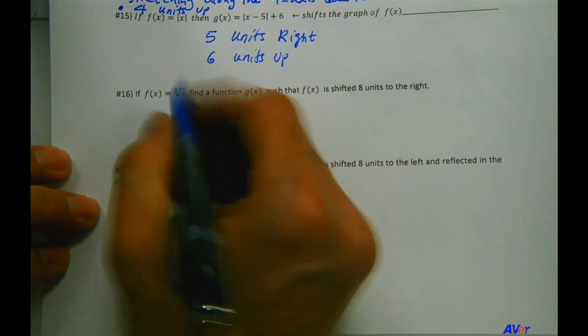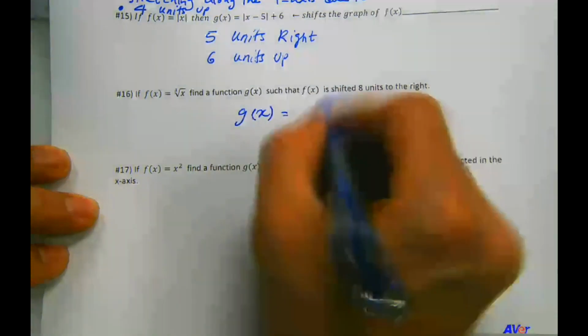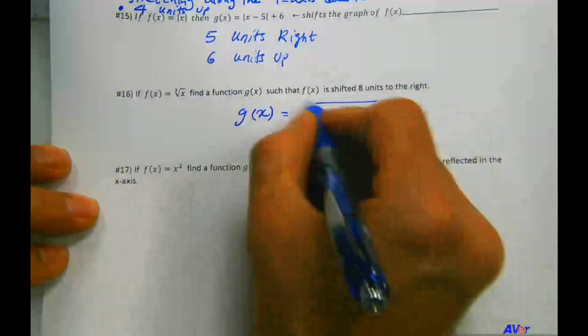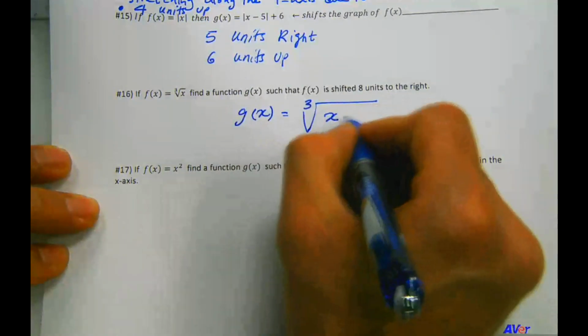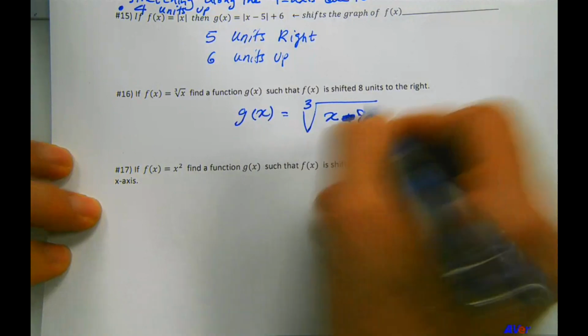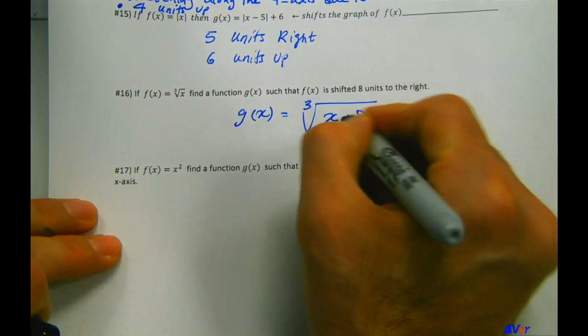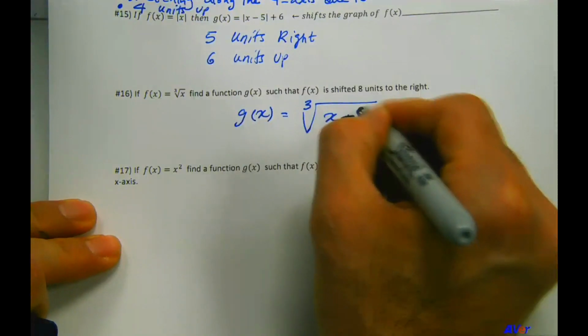Now you have your own answers. So g of x would be shifted 8 units to the right. That would be 3rd root of x minus 8, sorry. It's to the right. So this is minus 8.